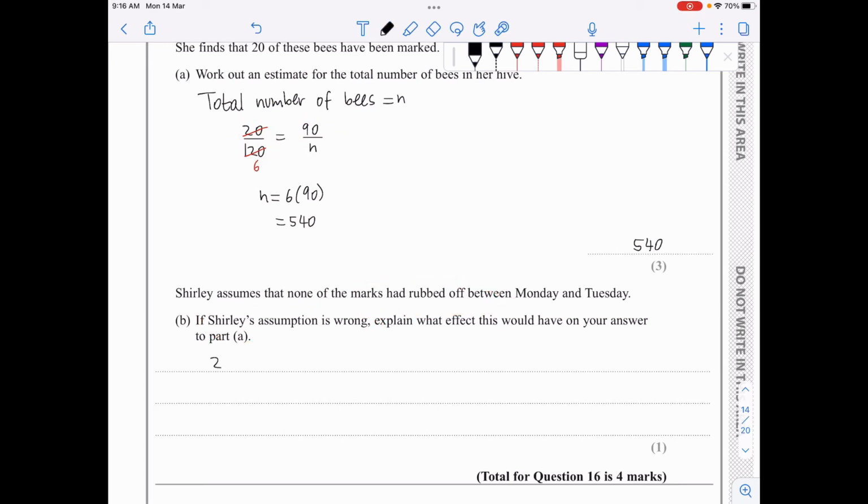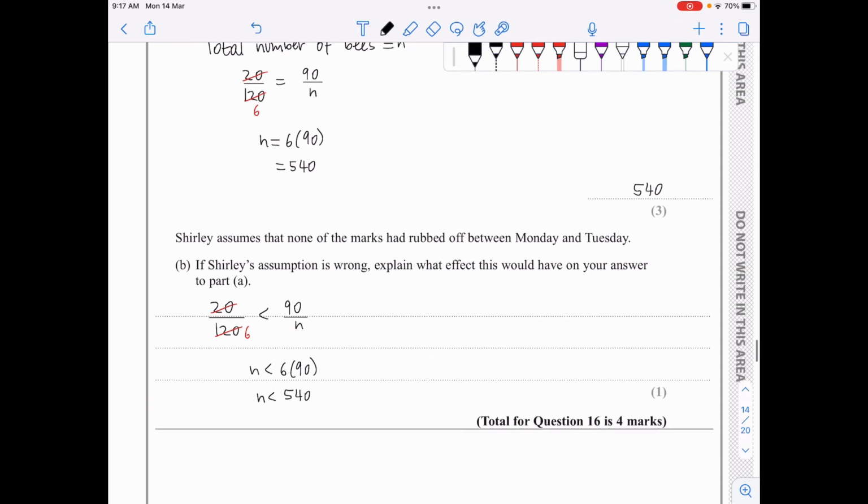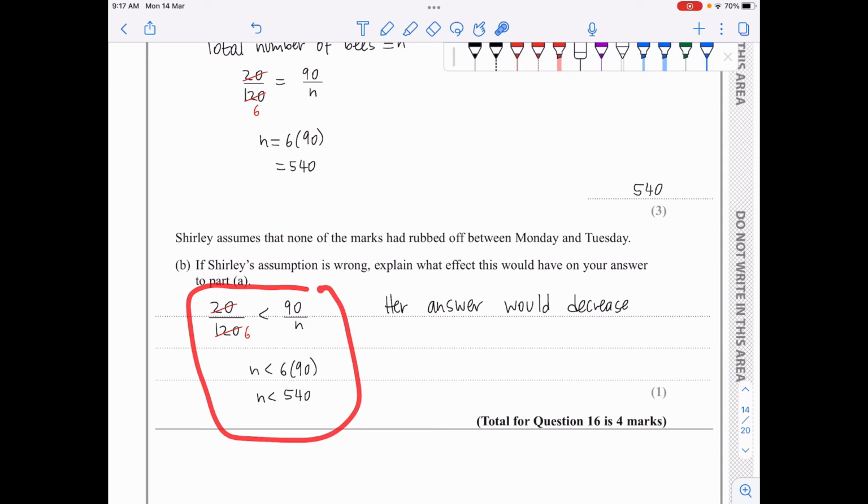So essentially we had 20 over 120 being less than 90 over n. And if I simplify all of this, I get that n is less than 6 times 90, so n is less than 540. So she would have obtained a smaller number. So her answer would go down. And the justification is really the calculation here.